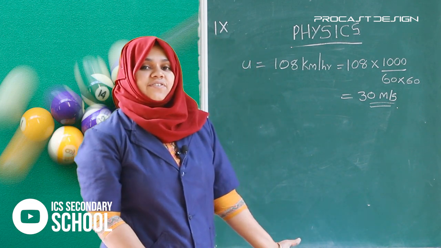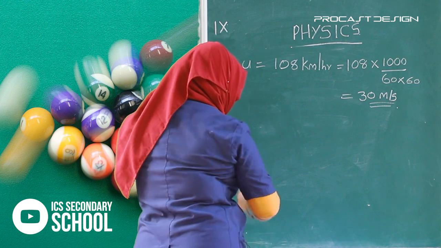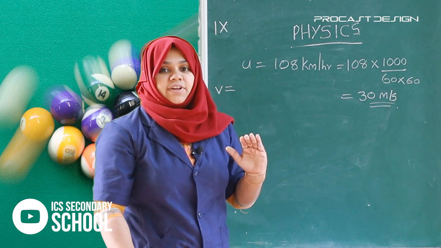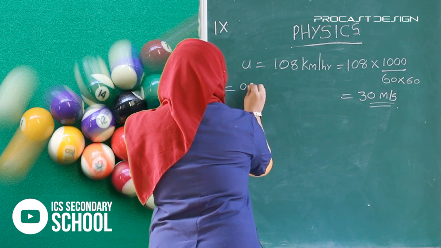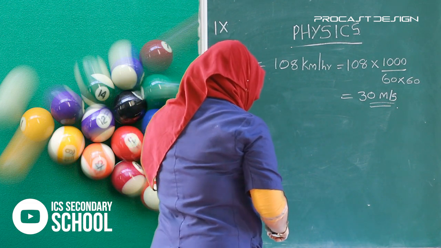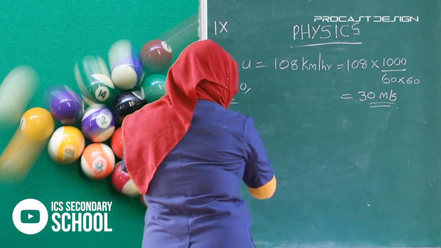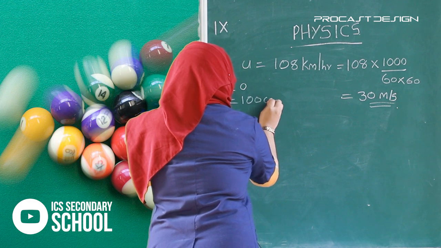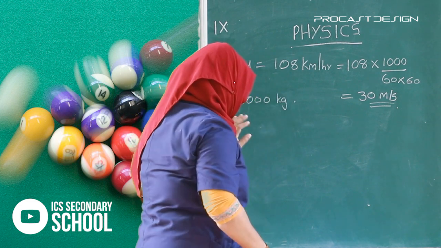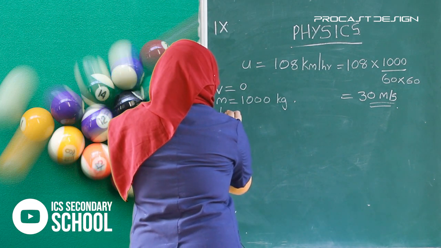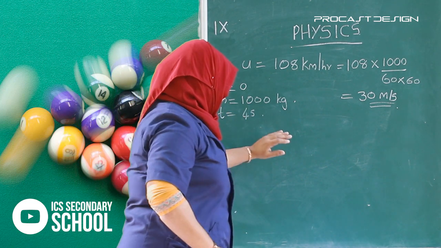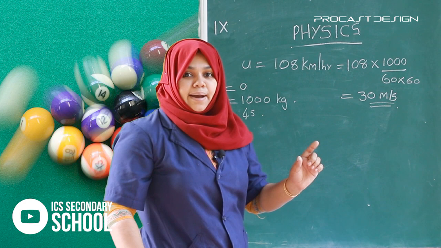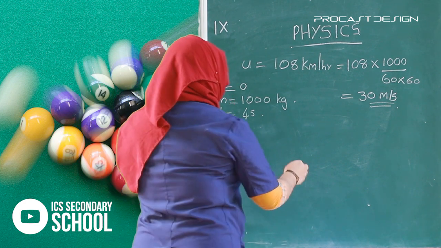Then the final velocity. What is the final velocity here? The question says the car comes to rest, so final velocity v is equal to 0. Then mass is 1000 kilogram. Time is 4 seconds. According to Newton's second law, what is force? F is equal to m a.